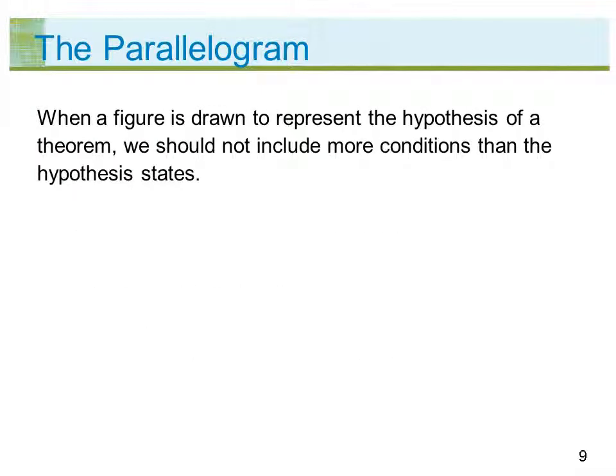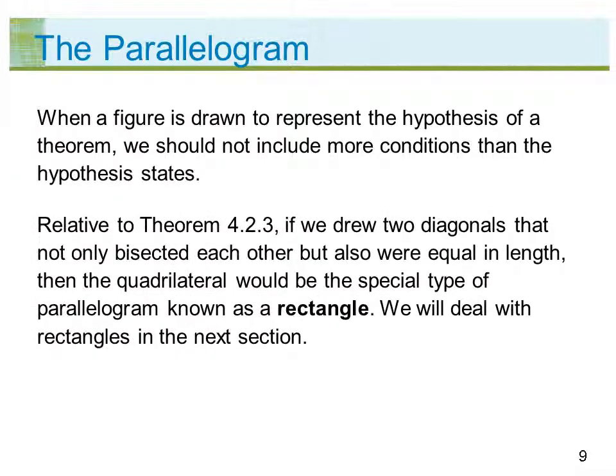When a figure is drawn to represent the hypothesis of a theorem, we should not include more conditions than the hypothesis states. Relative to Theorem 4.2.3, if we drew two diagonals that not only bisected each other but also were equal in length, then the quadrilateral would be the special type of parallelogram known as a rectangle. We will deal with rectangles in the next section.